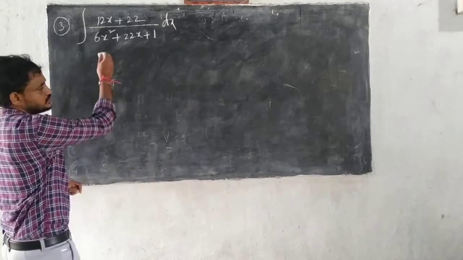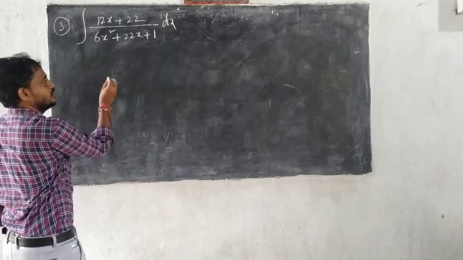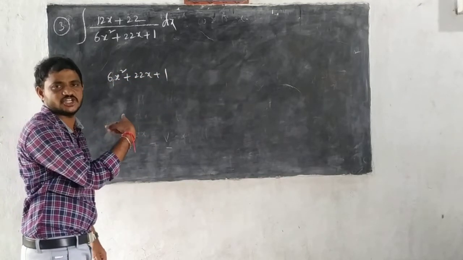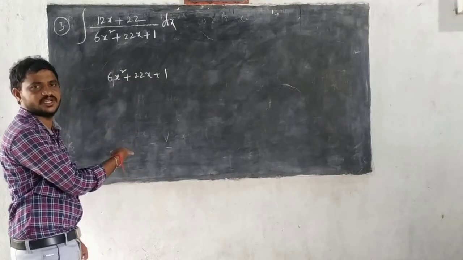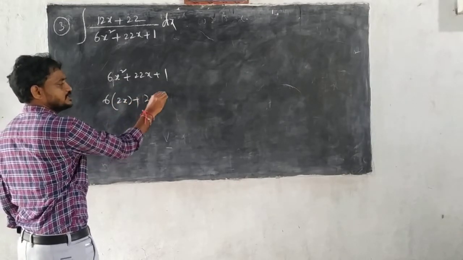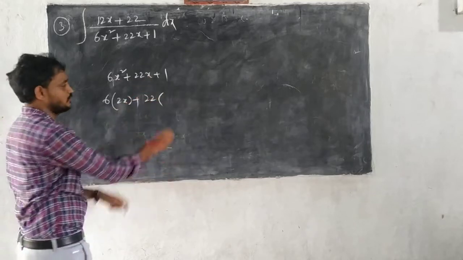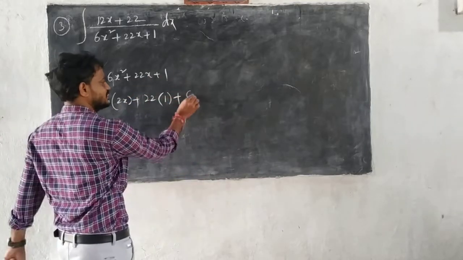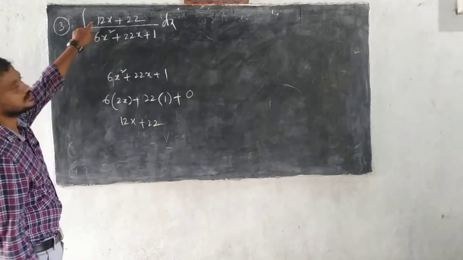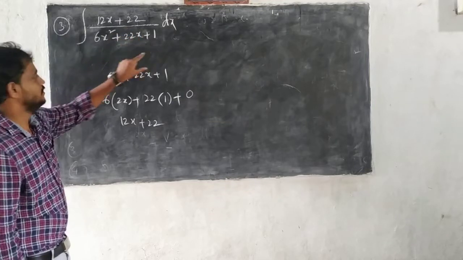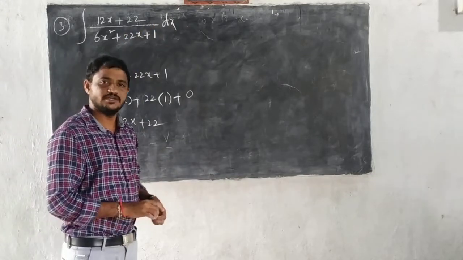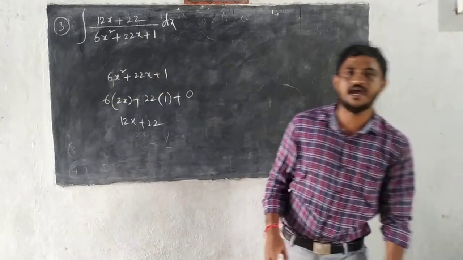See clearly. Take the denominator 6x square plus 22x plus 1. Let us consider this as a function, then differentiate this. Differentiation of x square gives 2x, then 22 is a constant, so write it outside, then d by dx of x gives 1, plus d by dx of 1 is 0. That means you will get what? 12x plus 22. That is the numerator, right? So the denominator is the function and the numerator is its derivative. So in this function also we have a function and its derivative.